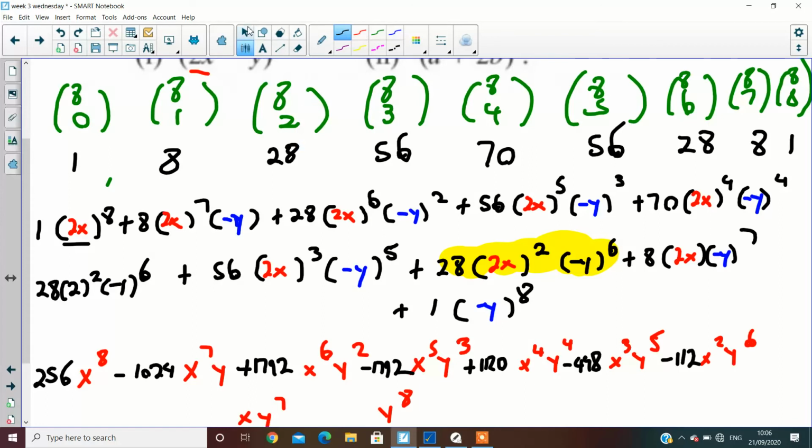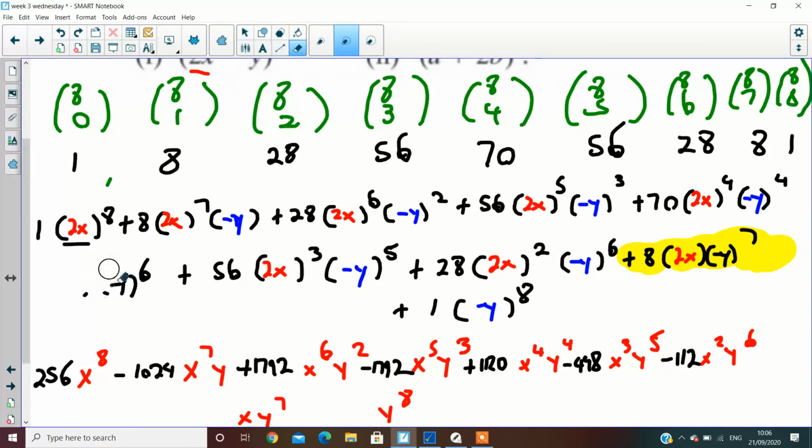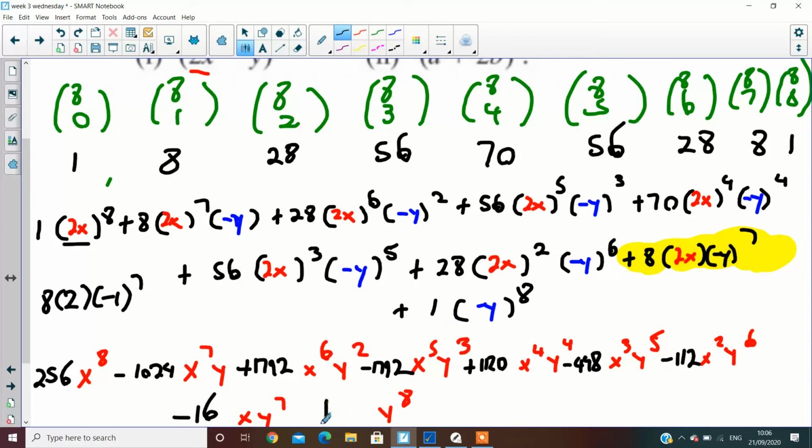Next one is the x, oh sorry, the x y^7, which is going to be 8 times 2 by minus 1 to the power 7. What do we get there? Minus 16. And finally, the last one's easy, isn't it? Just a plus. Oh no, I'm wrong. Or am I? Yeah, just a plus 1.